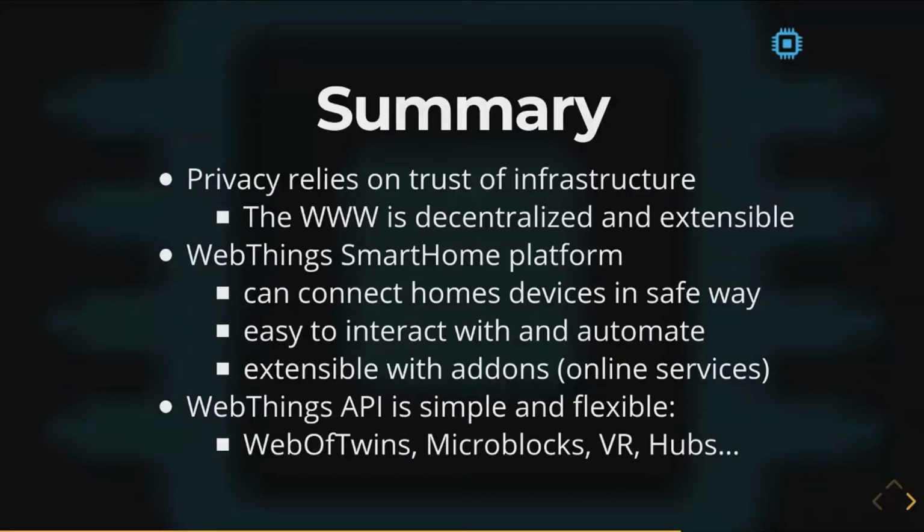Privacy relies on the trust of your infrastructure, basically. So if you are running something in your home, inside a place you trust, it can be a better choice. The web itself is decentralized and extensible, and so we were able to address IoT use cases using this WebThing platform. It's made for the smart home, so you can connect all your devices in a safe way. It's easy to interact with and automate them.